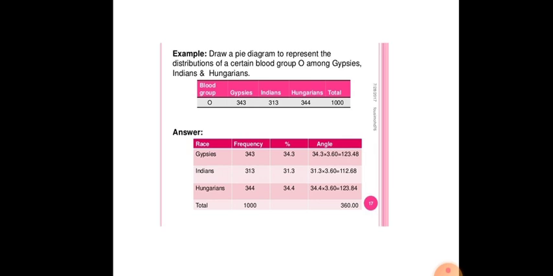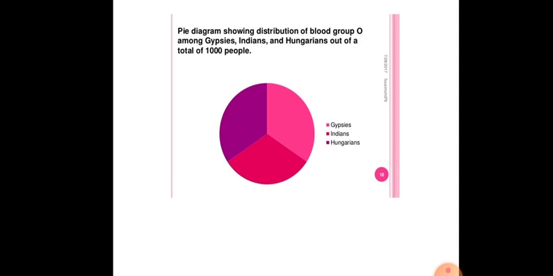So the frequency is 343 and the percentage is 34.3. How is it calculated? 343 divided by 1000 into 100 gives the percentage, 34.3. Then the angle is 34.3 into 3.60, which is equal to 123.48. So you have to multiply by 3.60, meaning 360 degrees. Like this, for each of the countries we have to convert the percentage data, and then we have to draw the pie diagram.